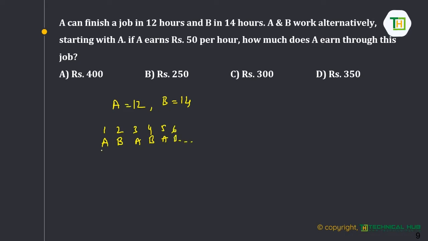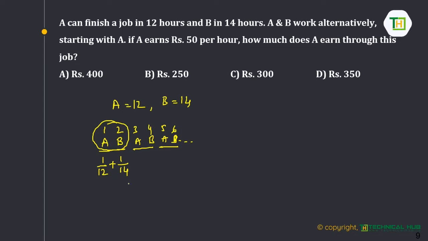That means the combination of AB will move on, right? The same combination will repeat every 2 hours. So first of all, let me find how much work they will finish in the first 2 hours. A worked for 1 hour. In that 1 hour, he will finish 1 by 12th of the work. And in the second hour, B will finish 1 by 14th of the work. So in 2 hours, the total work completed is 1 by 12 plus 1 by 14.